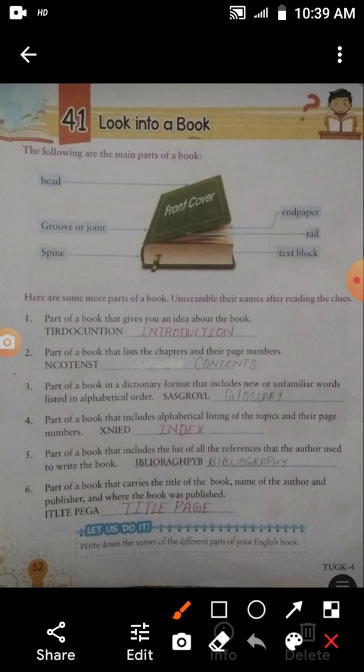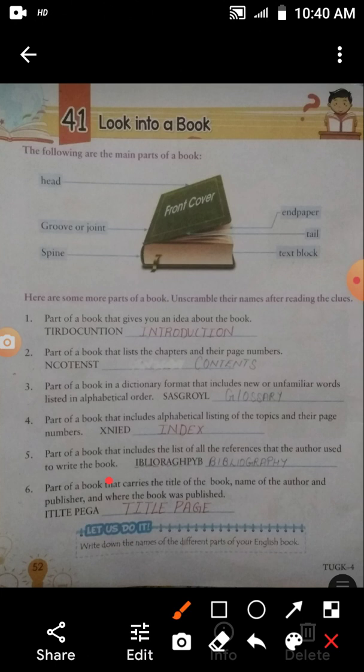Now look at the fifth question. Part of a book that includes the list of all the references that the author used to write the book. We have already discussed in which part of the book the author's research is given. It is bibliography. Okay, so the spelling of bibliography is BIBLIOGRAPHY, bibliography.